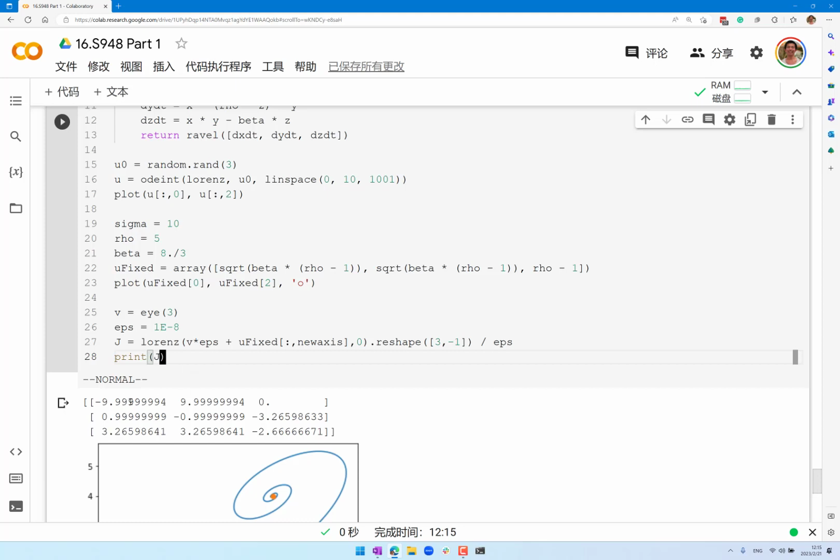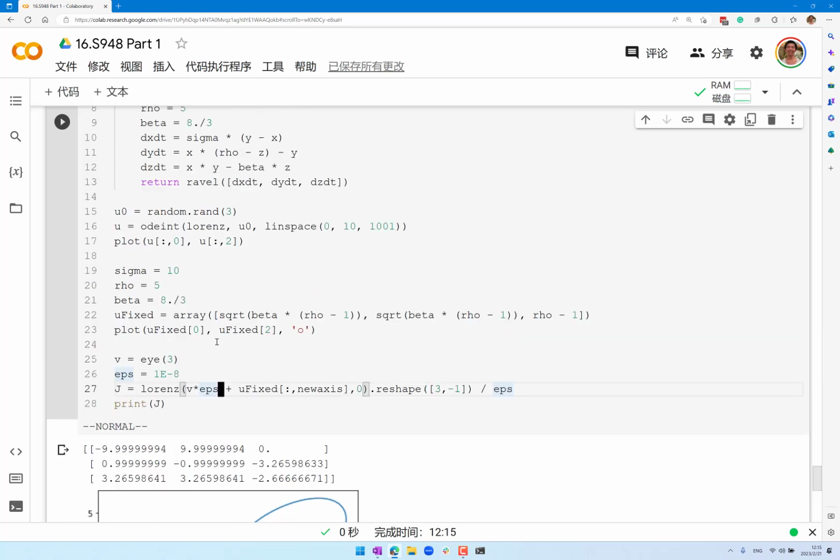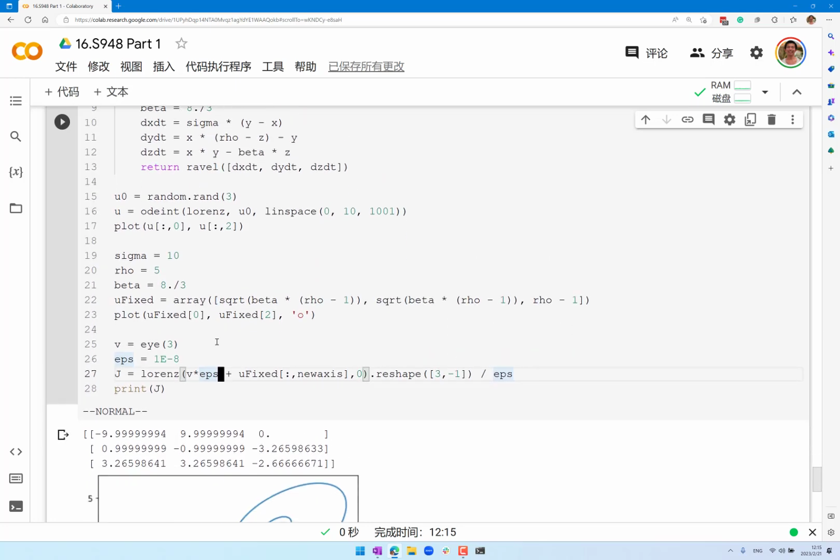So let's actually use an example to compute the directional derivative of du/dt with respect to one particular direction. Let's just make it 1, 1, 1. All right, so print.